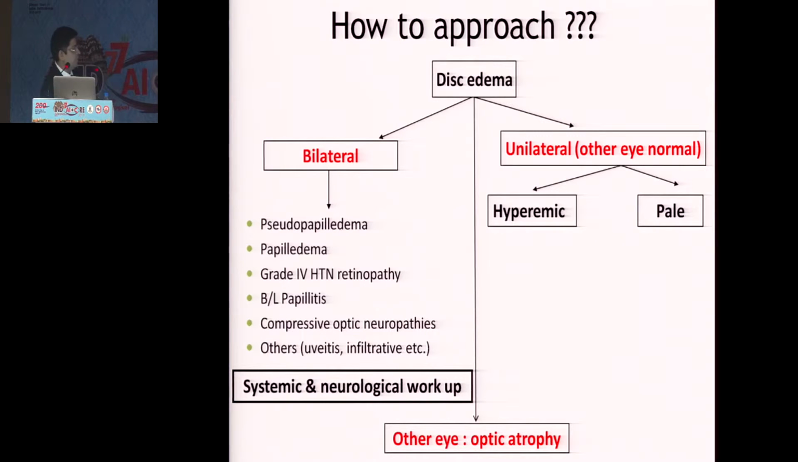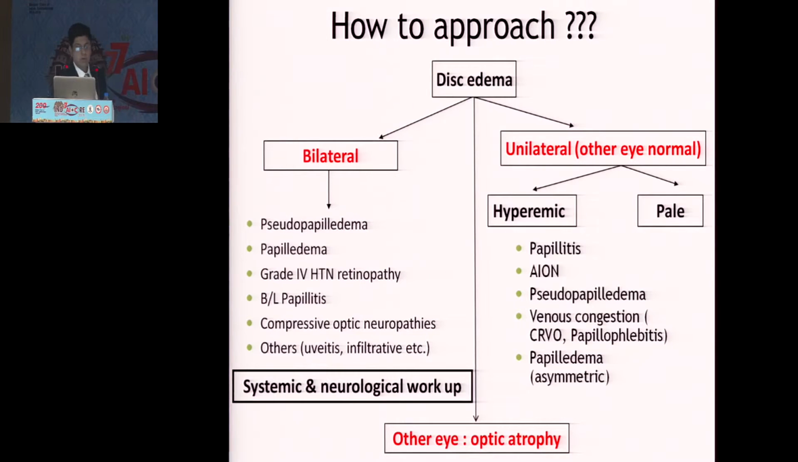So we've gone through a lot of bilateral causes, including papilledema and pseudopapilledemas. We've gone through unilateral disc edemas when the other eye is normal, so it could be hyperemic or pale, and essentially pale usually is ischemic optic neuropathies of various kinds, and hyperemic could be anything of these kinds. So this we have seen.